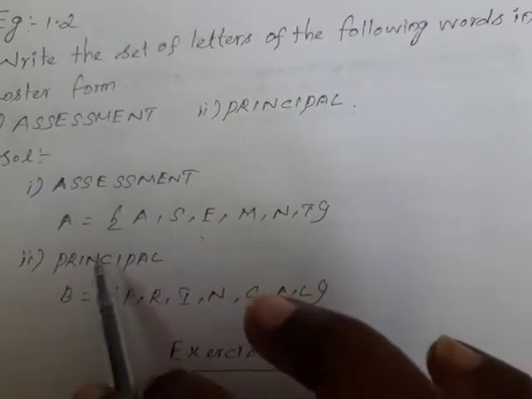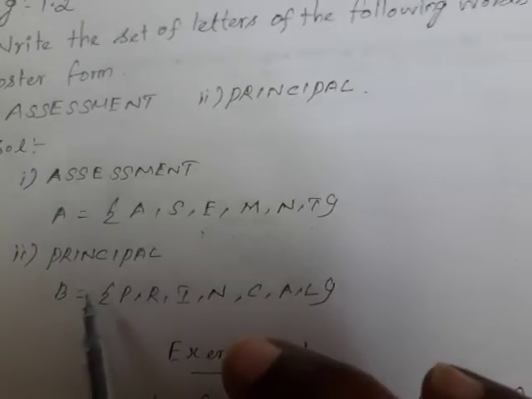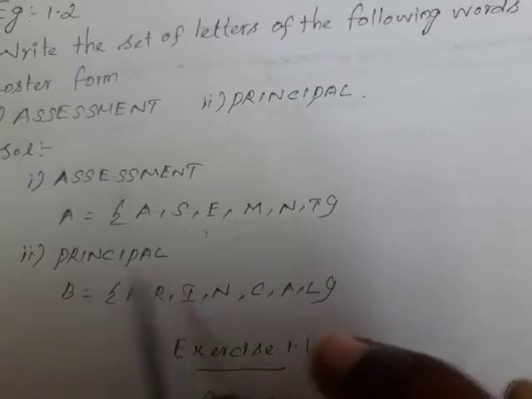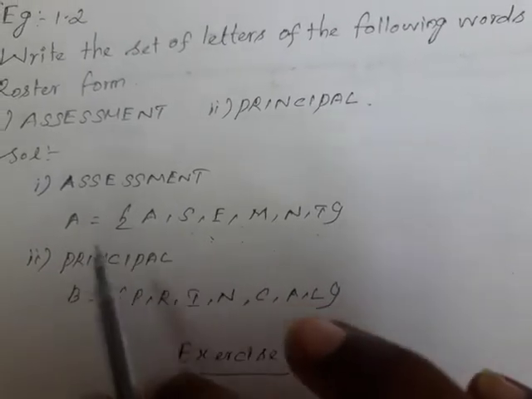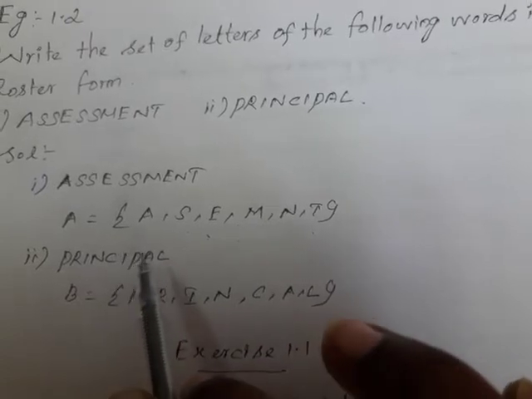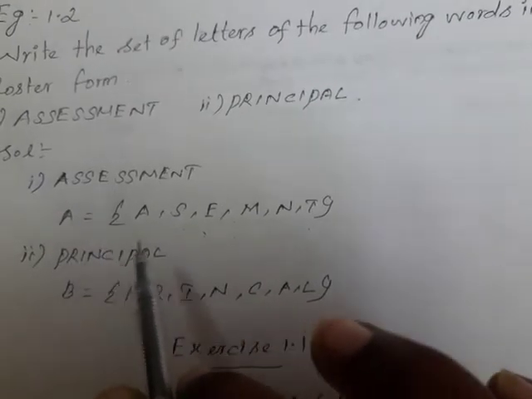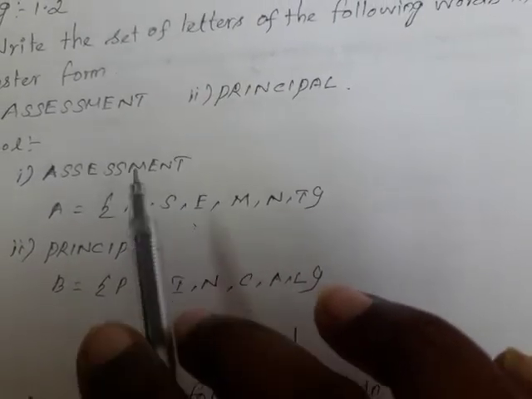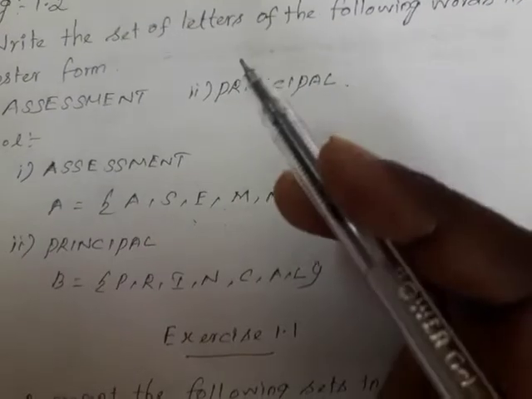So the second one is principal. You have to give one name to the set. B is equal to {P, R, I, N, C, ...}. I we already wrote, so no need to repeat it again. P also we already wrote, no need to repeat it again. A, L. So like that only we have to write in roster form.